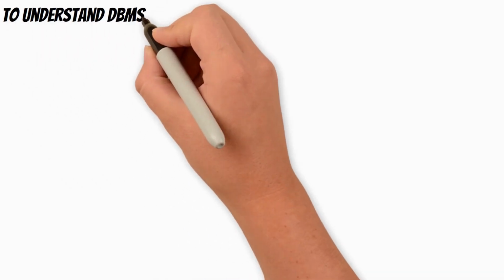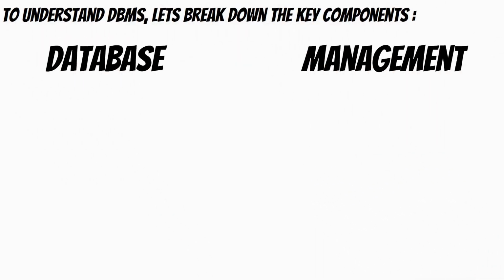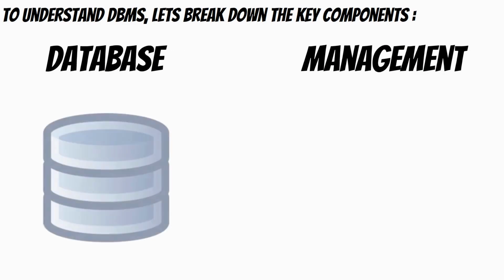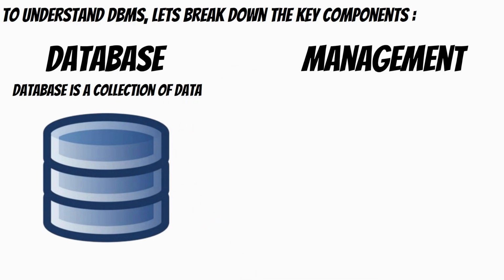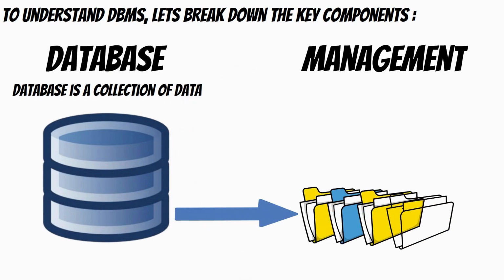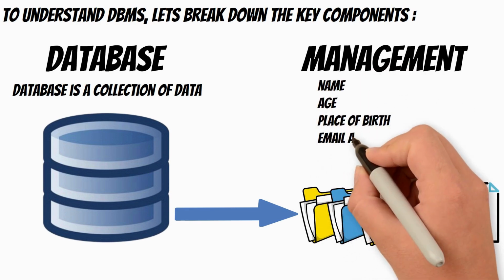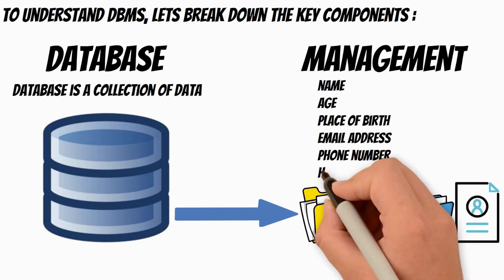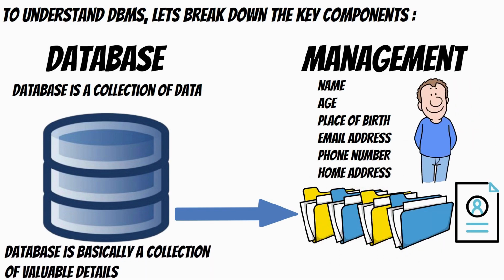To understand DBMS, let's break down the key components: database and management. Firstly, what is a database? Database is a collection of data. When we say data, it is the valuable information that it contains. This info or data includes things like names, ages, where someone was born, email addresses, phone numbers, and home addresses. So a database is basically a collection of valuable details.